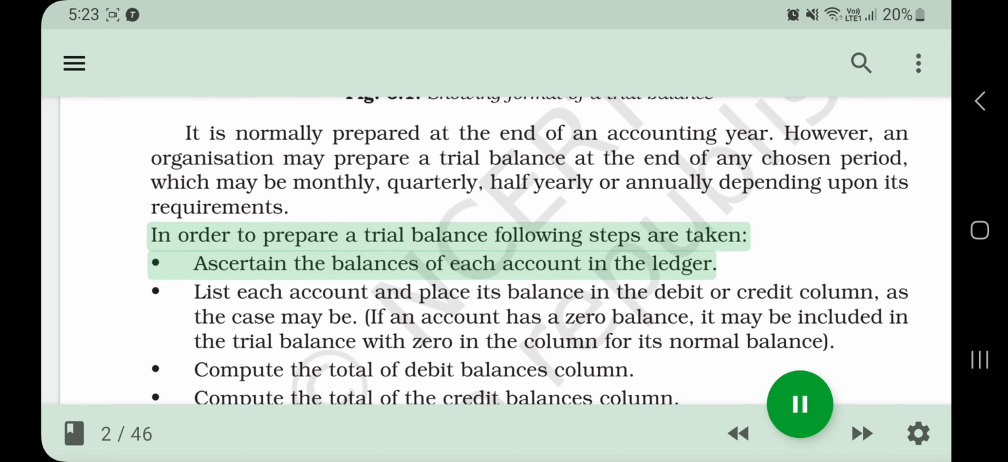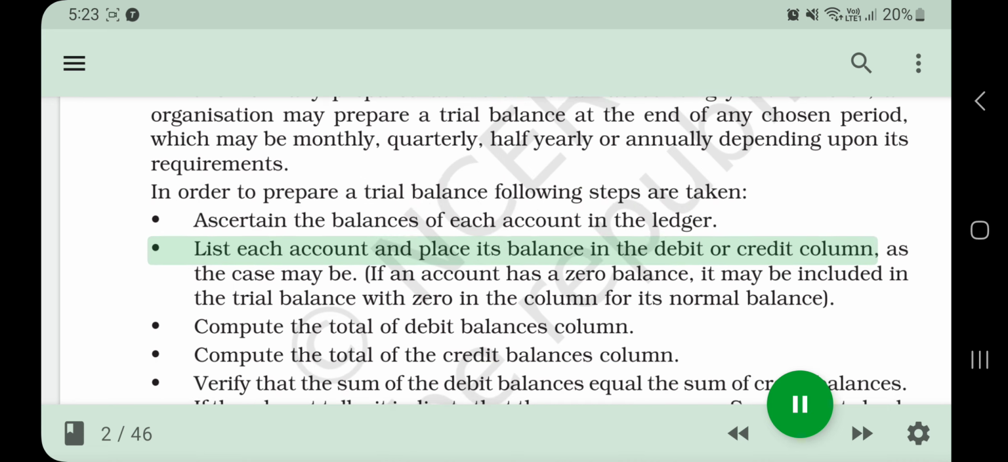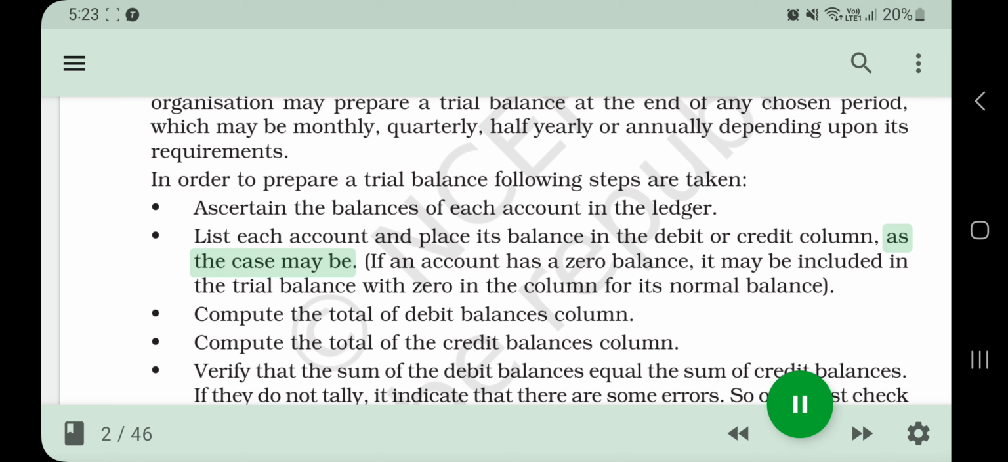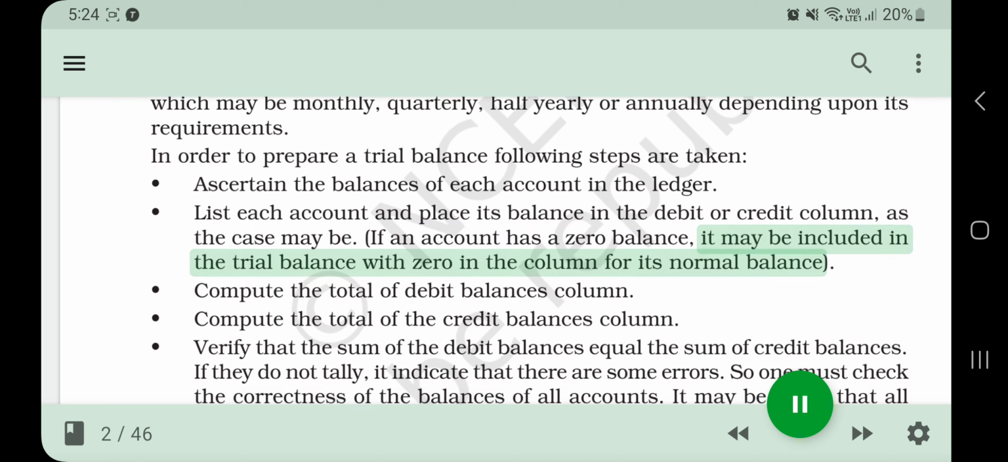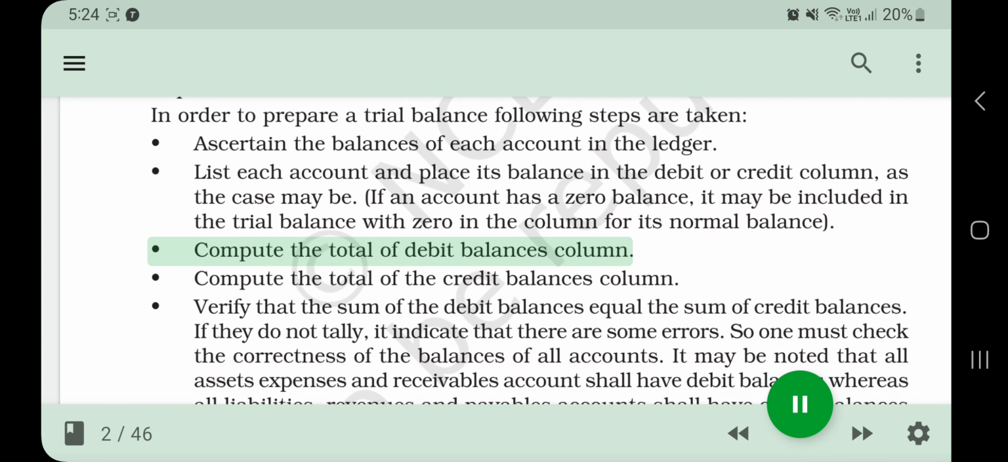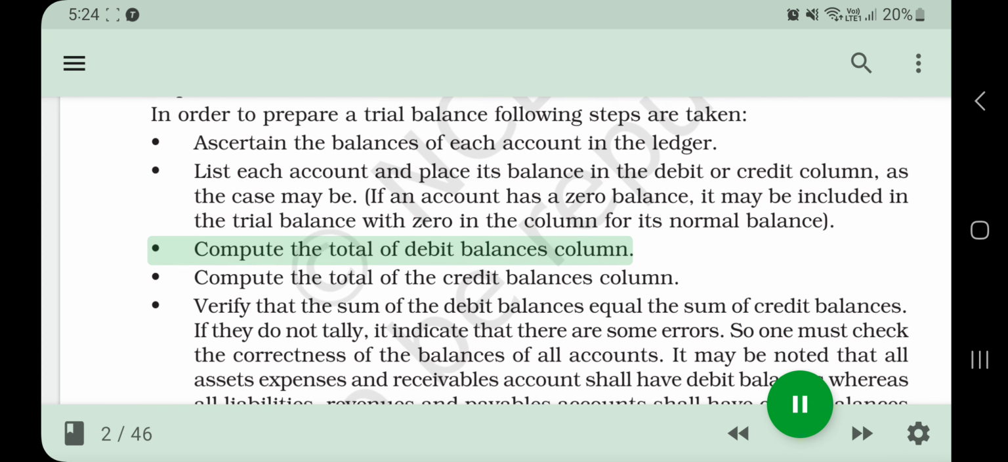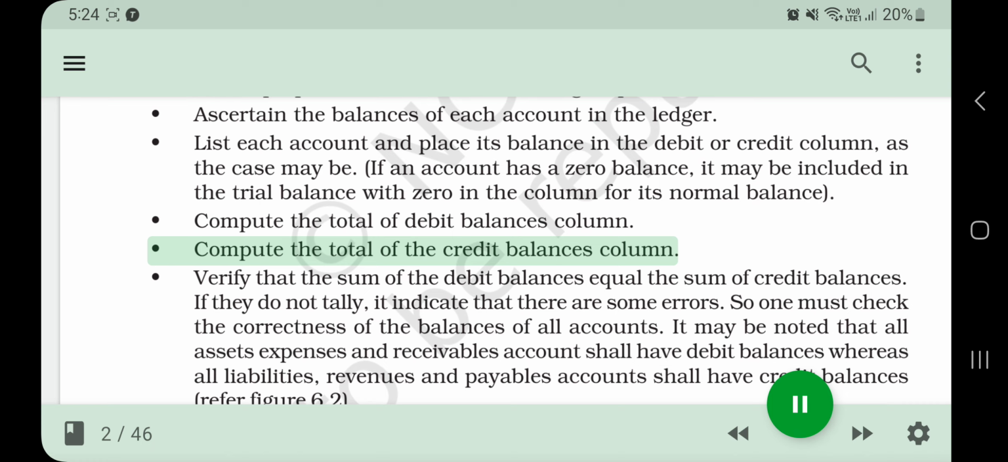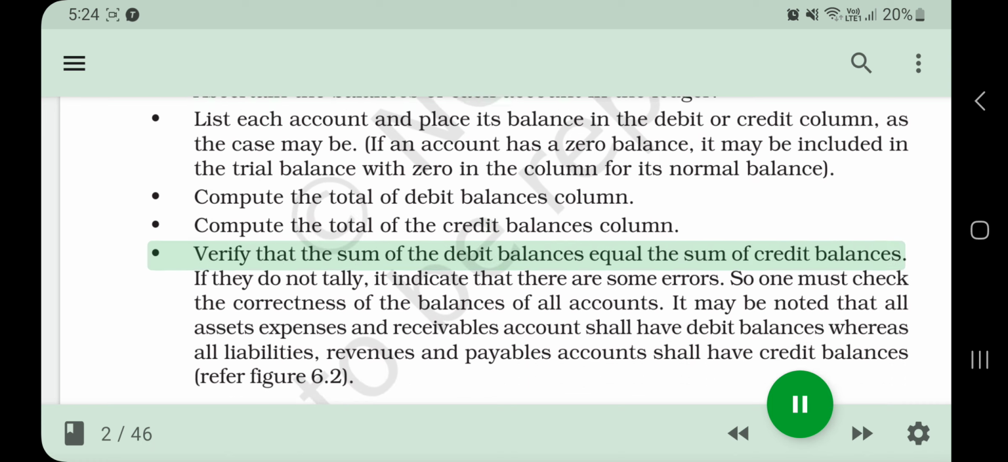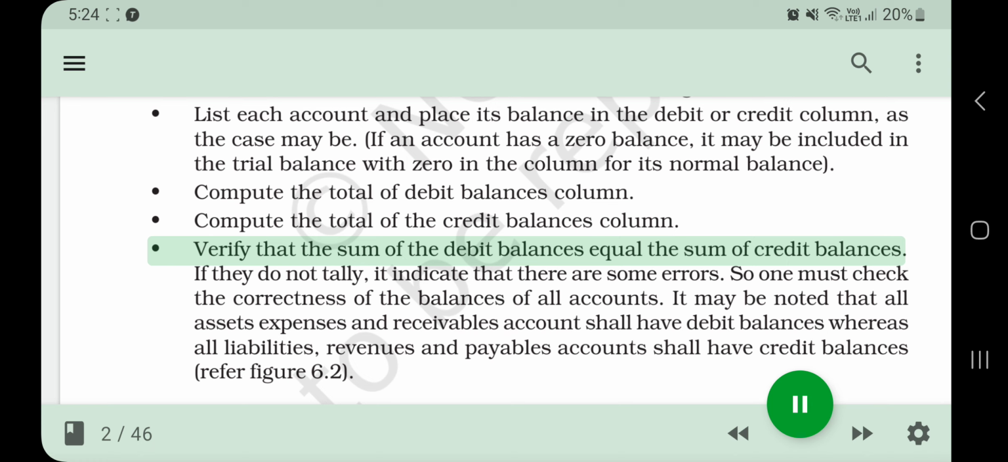In order to prepare a trial balance, following steps are taken. Ascertain the balances of each account in the ledger. List each account and place its balance in the debit or credit column, as the case may be. If an account has a zero balance, it may be included in the trial balance with zero in the column for its normal balance. Compute the total of debit balances column. Compute the total of the credit balances column. Verify that the sum of the debit balances equal the sum of credit balances.